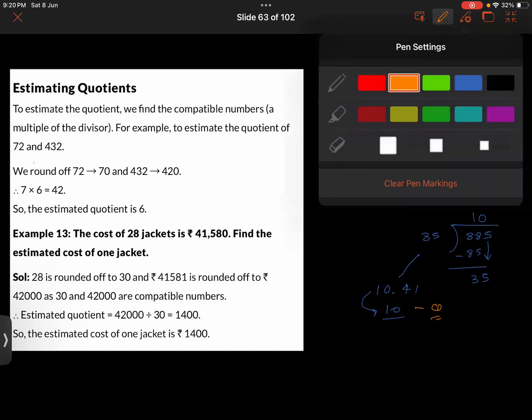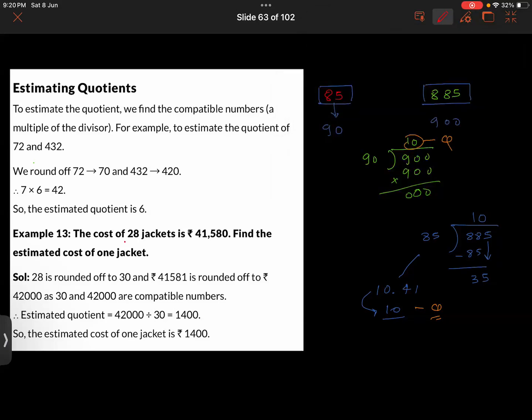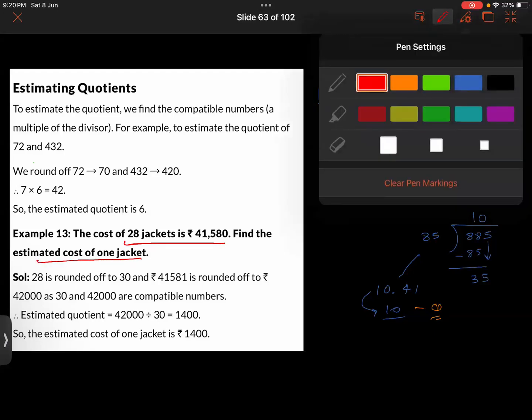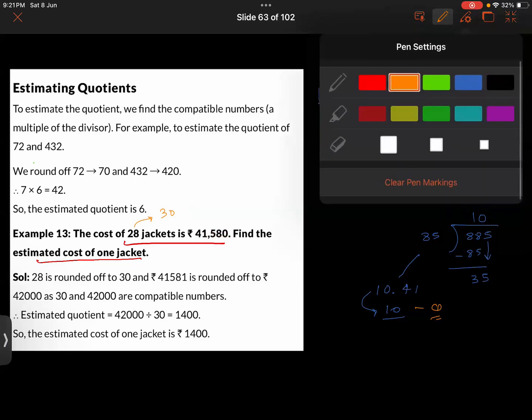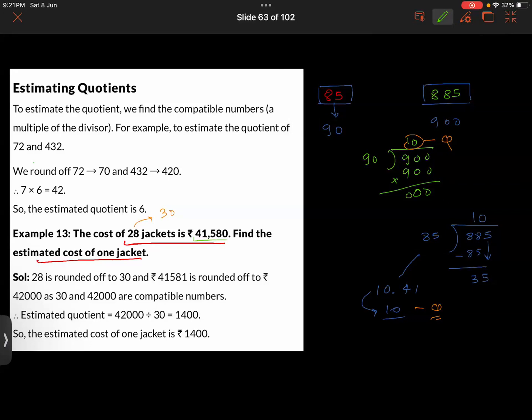Hope you're getting it. Say we have one more question. The cost of 28 jackets is rupees 41,580. Find the estimated cost of one jacket. So what we can do? We can round off 28 to the nearest 10 and that will become 30. And here you have to round it off to the nearest 1,000. So tell me, in 41,580, look at 1,580. It is lying between which two numbers? It is lying between 1,500 and 2,000.